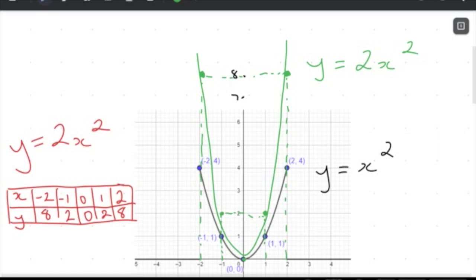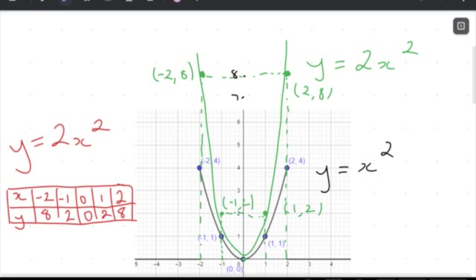I'm going to draw them in. So I have -2, 8. I have -1, 2. I have 1, 2. And I have 2 and 8. So let's actually take a look at what is happening with each of these points if we compare.